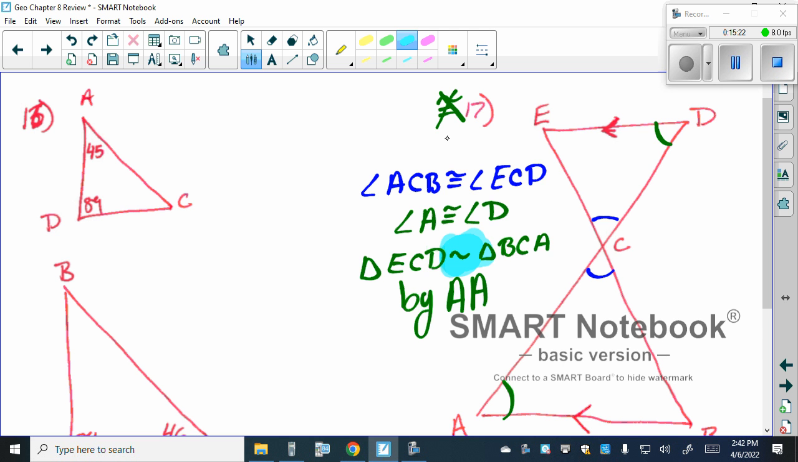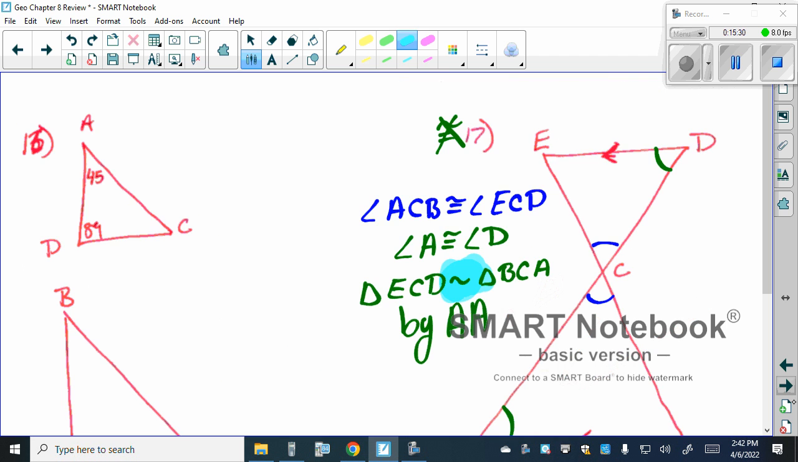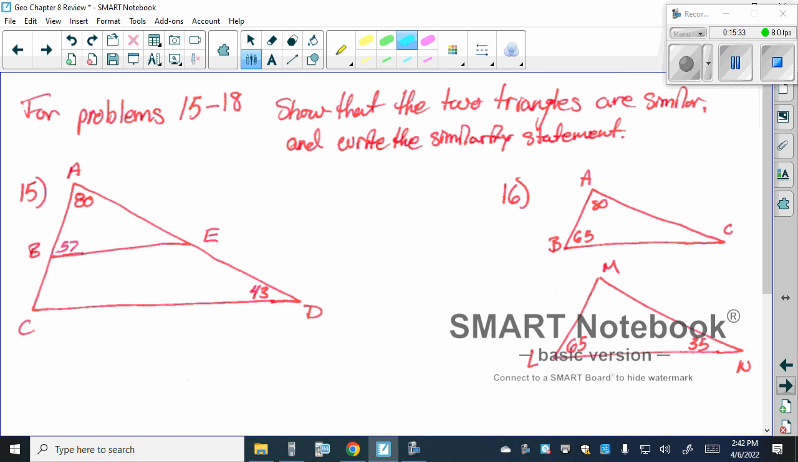Any other questions on 17? Any questions on 16? So we're good with 14 through 17? Questions on 15 through 18? And yes, the numbers did just repeat.